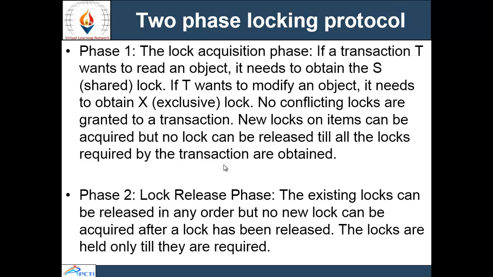And phase 2 is the lock release phase, in which the existing locks can be released in any order, but no new lock can be acquired after a lock has been released. Means in the first phase all the locks are acquired, but they should not be conflicting locks. Only new locks can be acquired on the data item, but a lock cannot be released. And the second phase is the lock release phase, in which all the existing locks can be released in any order, but no new lock can be acquired after a lock has been released.